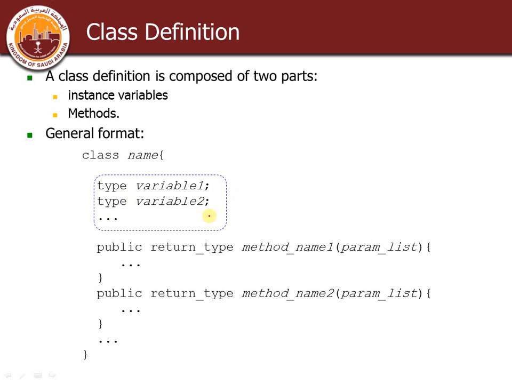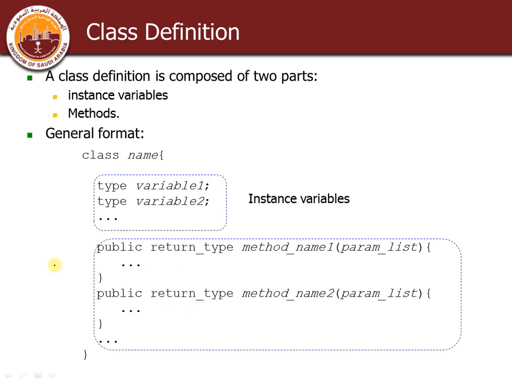So variables are like the characteristics, and we call them instance variables. And these are actions that we call instance methods. Sometimes you might see these not called variables, but called properties or fields. These have the same meaning, just the name is different. So you have variables, and then you have methods.